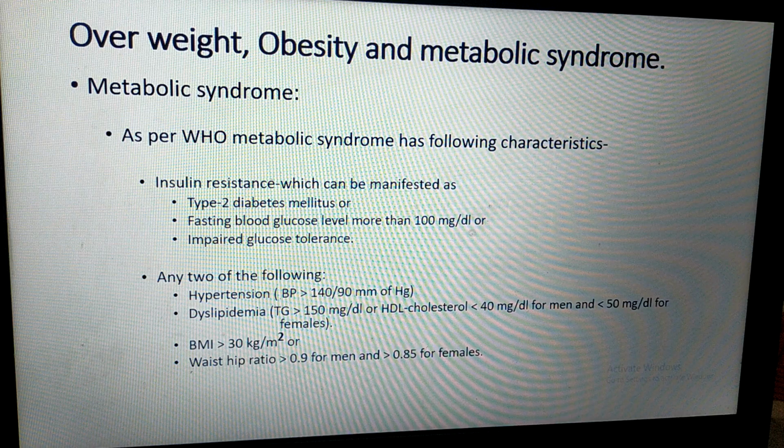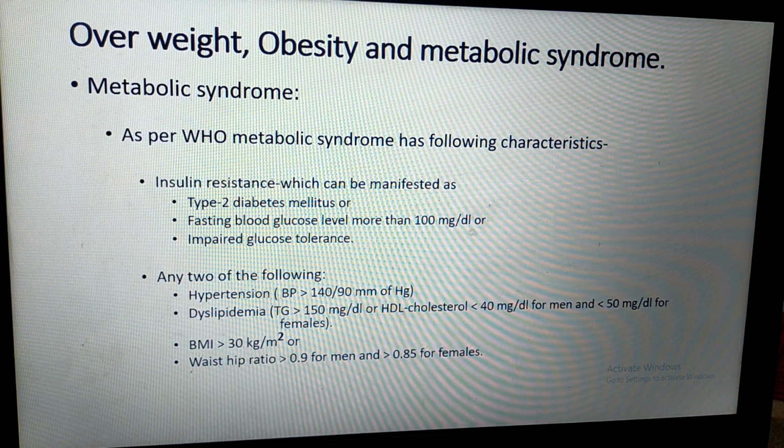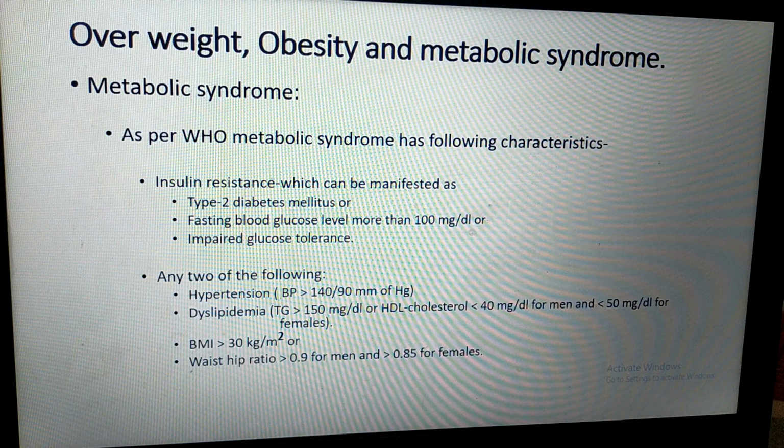Or if the fasting blood glucose level of a person is more than 100 milligram per deciliter, then also according to WHO he is a person of insulin resistance. Or a person is having impaired glucose tolerance. So if any of these three conditions is present in an individual, then you call him insulin resistant. Now what is impaired glucose tolerance?